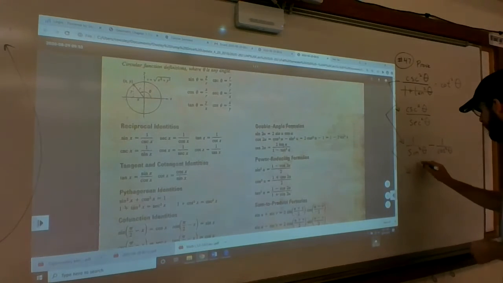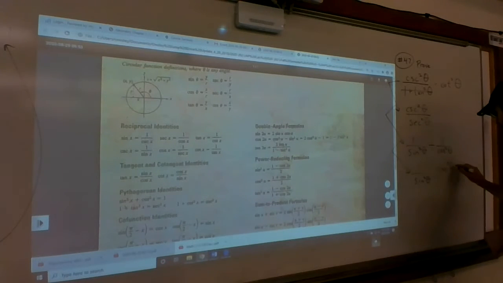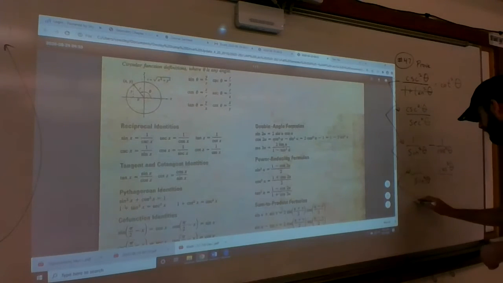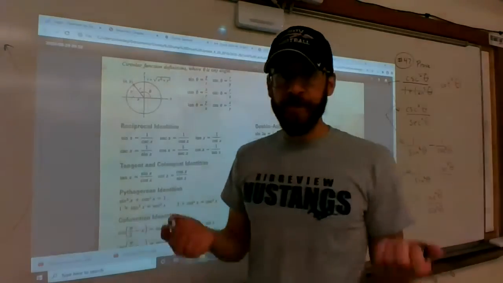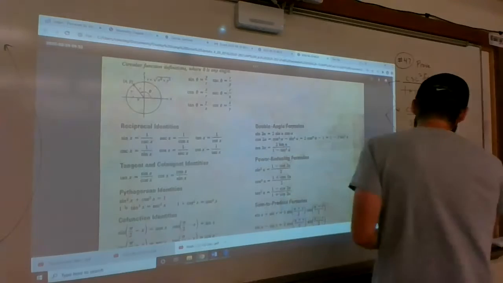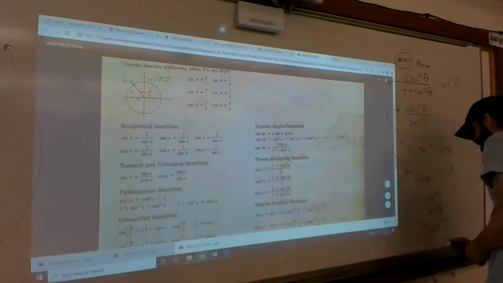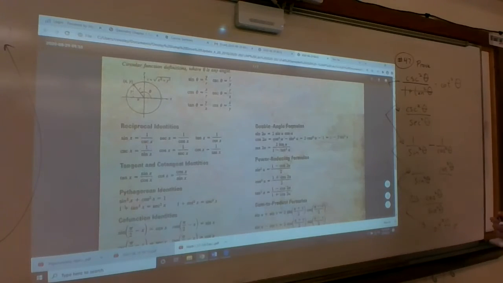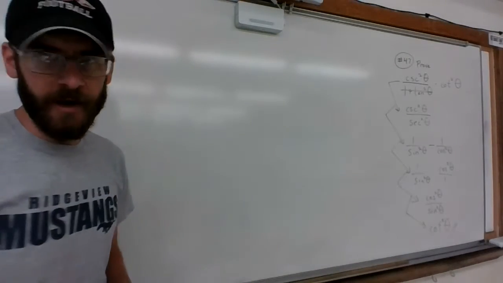However, you need to remember that. Times cosine squared over 1. And then when you multiply fractions, you multiply straight across. And then cosine squared over sine squared becomes cotangent squared. So that works. Let's try it the other way.